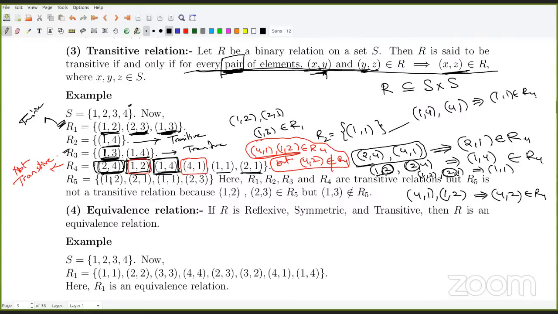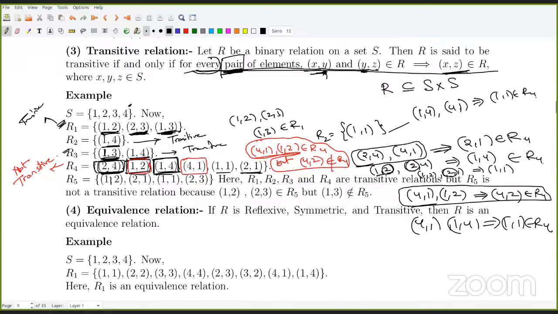See, (1,4), (4,1): you can check with (1,4), and you will have (1,1). Okay, this is true, but this is false. Even if one relation is false, you should check each and everything. Even if one relation is false, we will not take it. So we have to check for every pair.